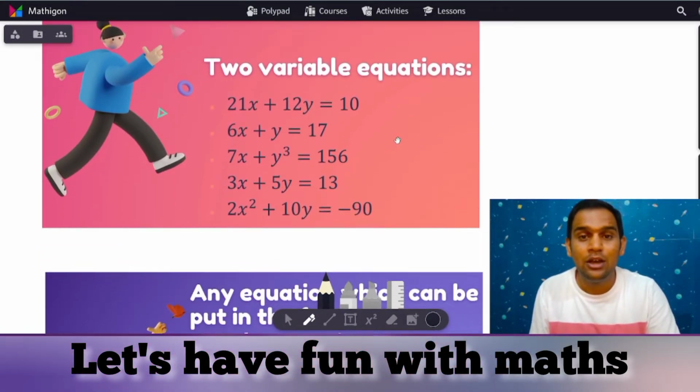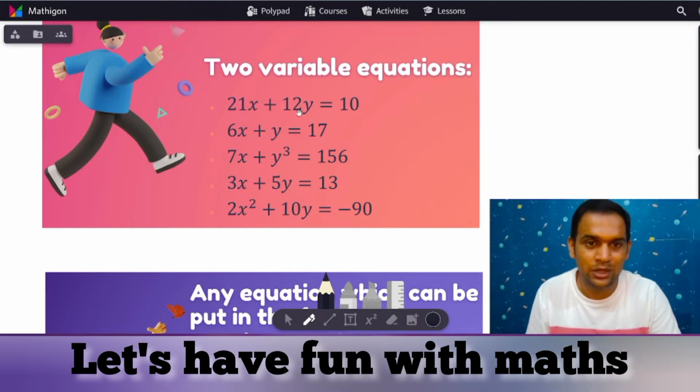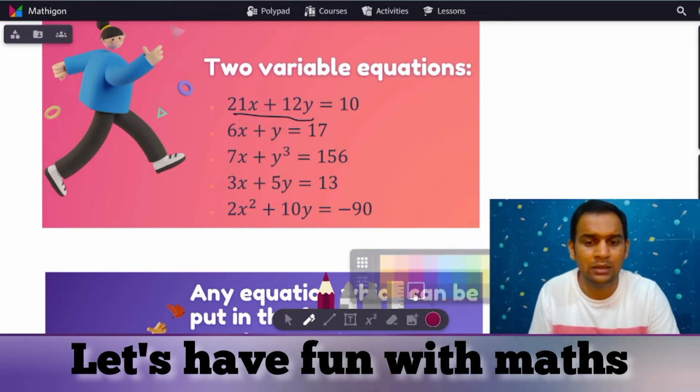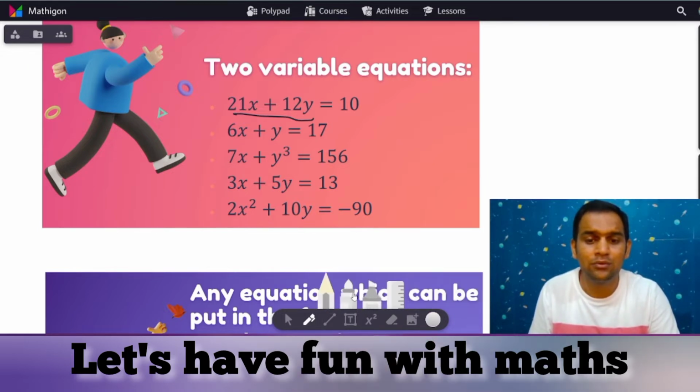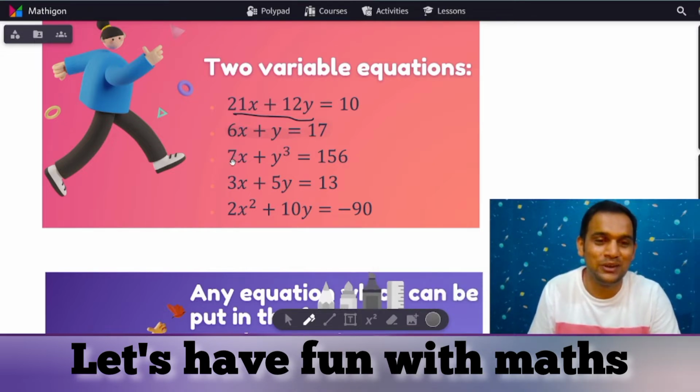Now let's try to take a few examples of two variable equations. Okay, two variable example, 21x plus 12y equals 10. Obviously there are two variables and it becomes a two variable equation. And the next equation, as you can see, 6x plus y equals 17. Obviously it's a two variable equation. 7x plus y cube equals 156, two variable equation.